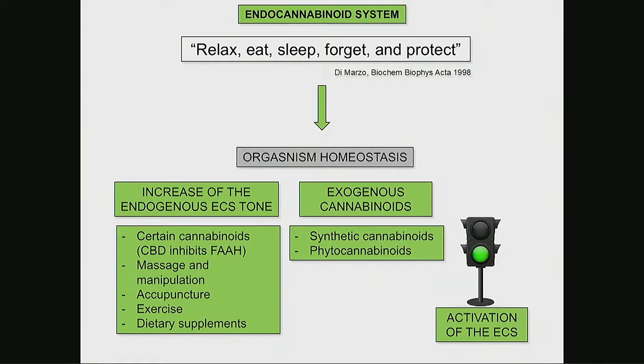We can go to the lab and synthesize cannabinoids, and that's relatively easy. But that has been done, and it's not working very well in the real clinic, in real practice. So what is working, and what we will be focusing on, is the use of phytocannabinoids. Phyto meaning cannabinoids extracted from the plant, the cannabinoids that we extract from the cannabis plant.